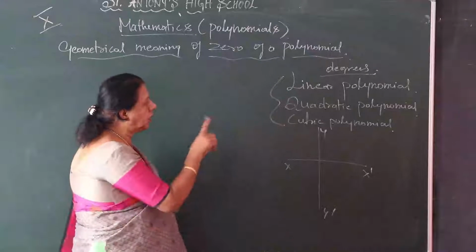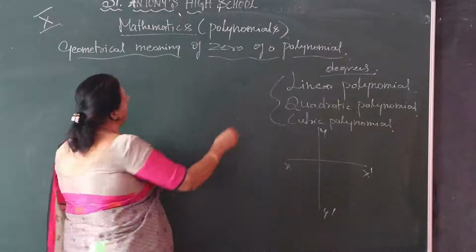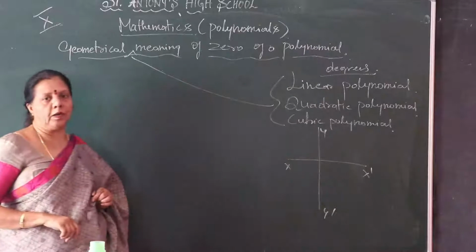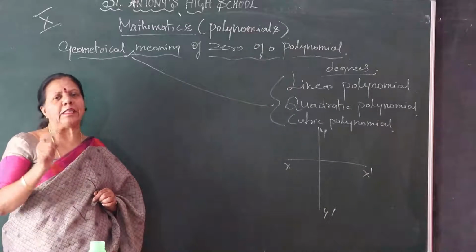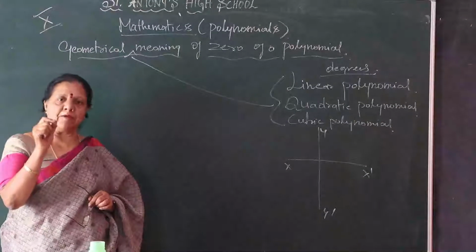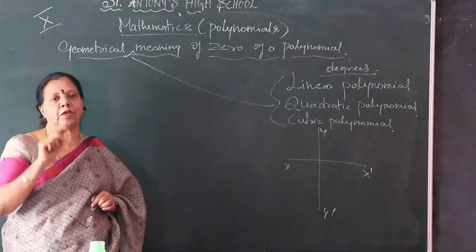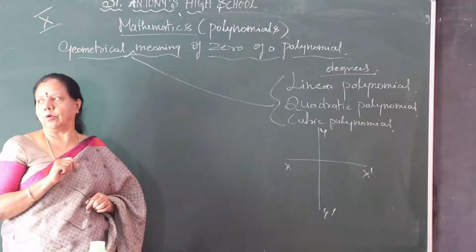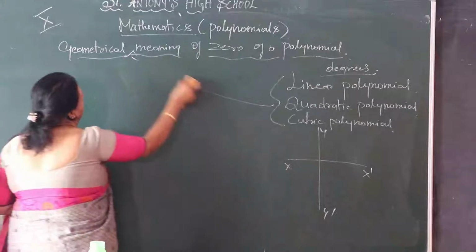Related to the linear polynomial, quadratic polynomial and cubic polynomial, we make the geometrical meaning of the zero of a polynomial. Based on these three, you have a small graph. In the examination also, they will ask you a question about this small graph. They will give the statement, and you are supposed to draw that small figure. I will send you the notes based on that.